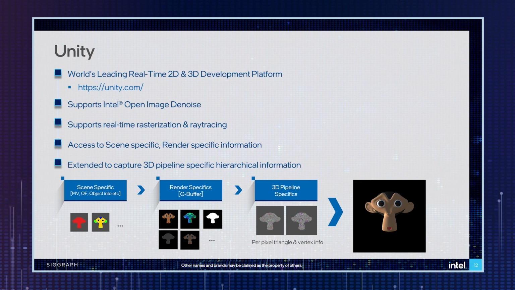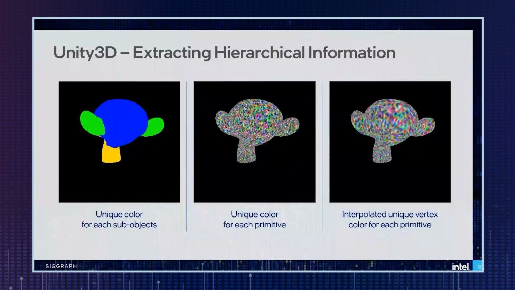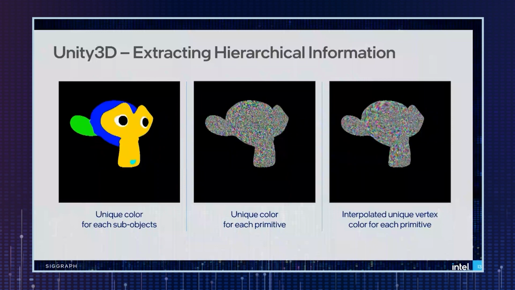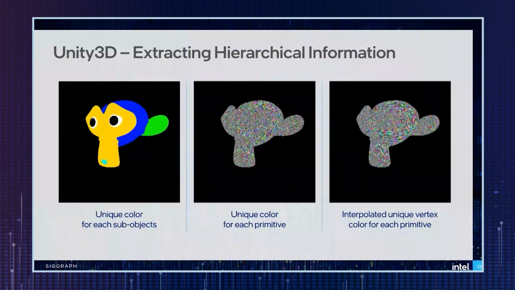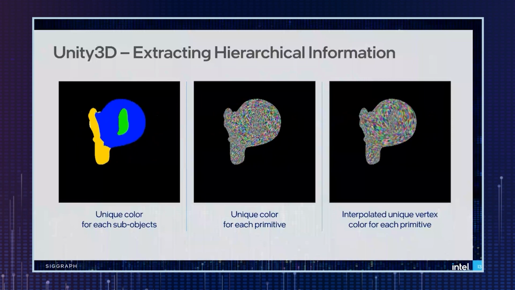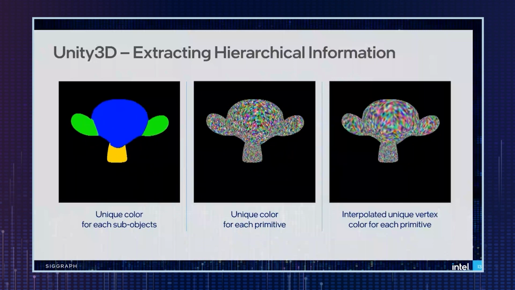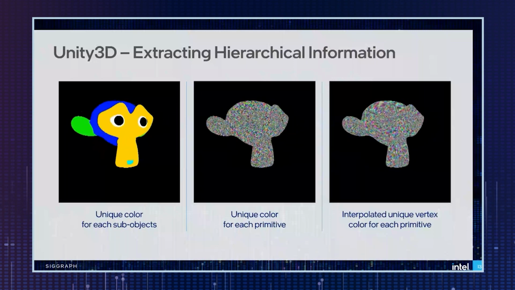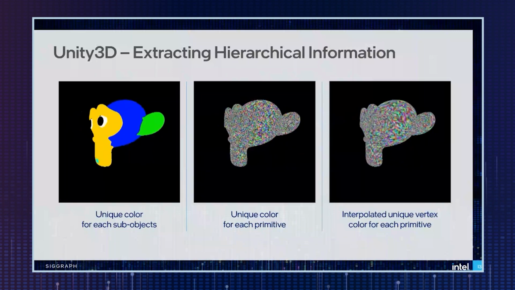And what we have done is we have extended that to capture pipeline-level information. For example, for every pixel, now we have access to the pixel triangle and the vertex info for that particular image that got rendered. And here is a closer view of what that looks like. The left-hand image shows the unique color for each of the sub-objects that can be set up in Unity. In the middle, what I'm showing is the unique color for each of the primitives. And the right-hand side image is showing the interpolated unique vertex color for each of the primitives.